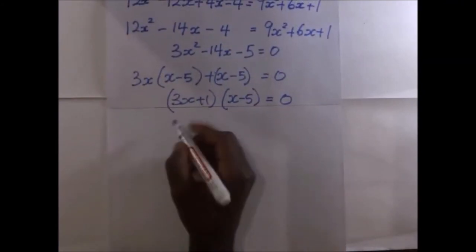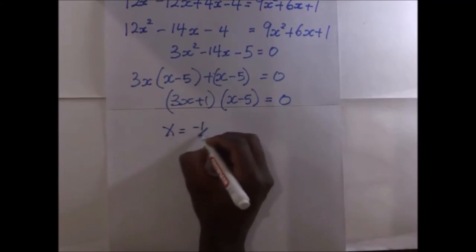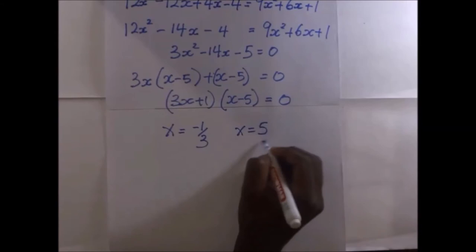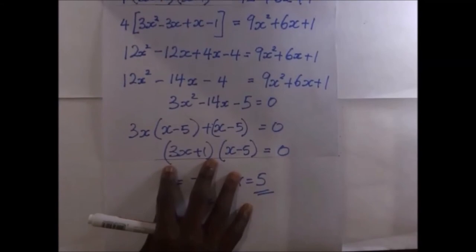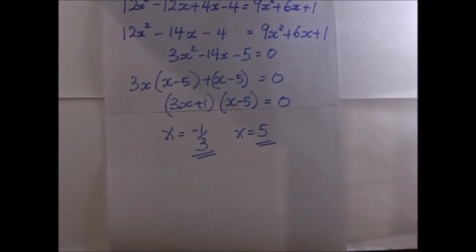So from our answers here, either x is going to be equal to negative a third, and or x is going to be equal to 5. X is one of those. So we have gotten two values of x for that polynomial. But remember, for the expression in our question, we've got two values of x.